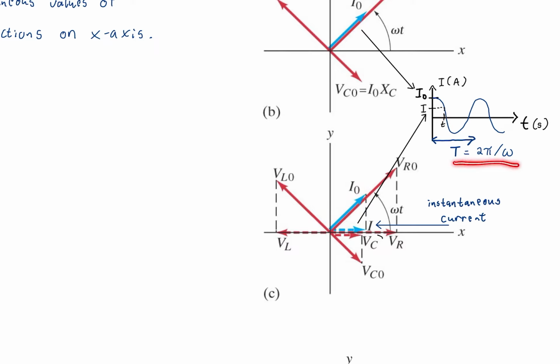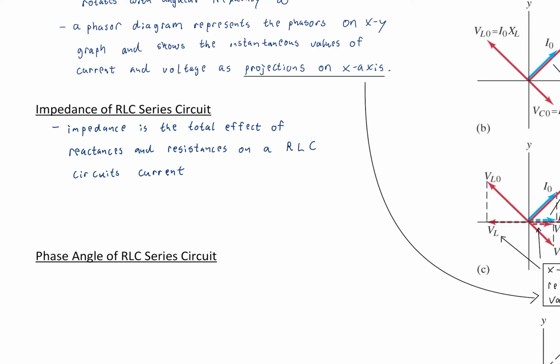Okay, continuing on with our key terms, impedance. Okay, so impedance isn't going to show up on this page in terms of a diagram. I'll show it on the next page, but impedance represents the overall effect of the reactance and the resistance, okay? Impedance is the total effect of reactances and resistances on an RLC circuit's current, okay? So it's how much the overall current is impeded, slowed down, okay?